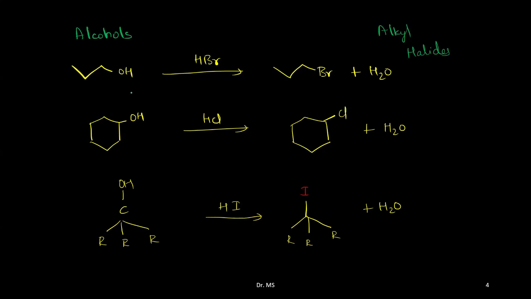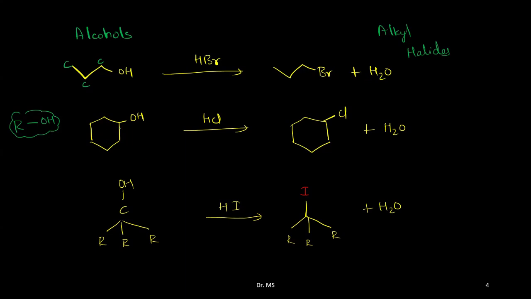So see here, what is basically an alcohol? Any alkyl group that is attached with OH, we call it an alcohol. So you see here, this is carbon, carbon, carbon that is attached to the OH group. In presence of hydrogen bromide, the OH group leaves and the bromine joins, and we are getting water as a byproduct.